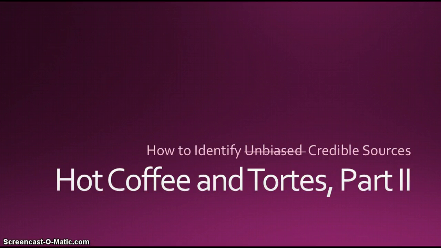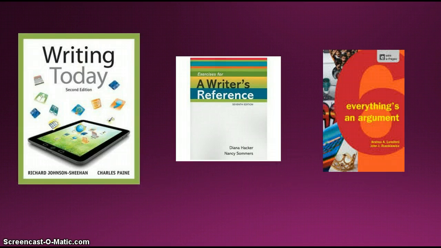We're looking at how to identify not unbiased sources, because that doesn't exist, but we're looking at how to identify credible sources. So with this, I don't really give you all of the information in this video because most of the information is found in your textbook Writing Today. I'll give you a slide in this presentation that shows you which chapters to go to. I will reference some pages in a writer's reference that you should go to and read, and then also I'll have a PDF that I've printed from another textbook that I teach from called Everything's an Argument, and it has a wonderful page in there about what questions to ask.